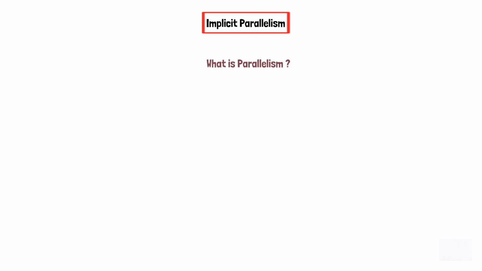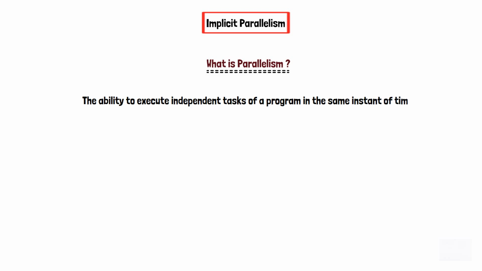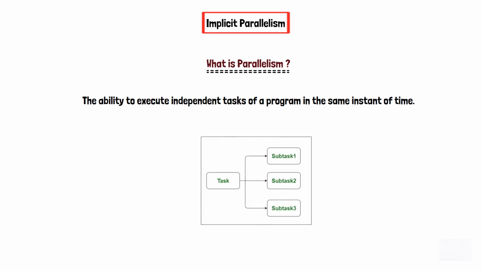In this video, we are going to learn about implicit parallelism. But initially, let's understand what parallelism is. Parallelism is the ability to execute independent tasks of a program in the same instance of time. In parallelism, tasks are divided into multiple subtasks and are processed simultaneously or in parallel.